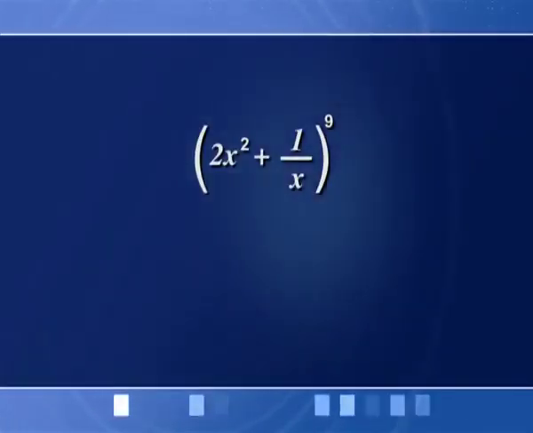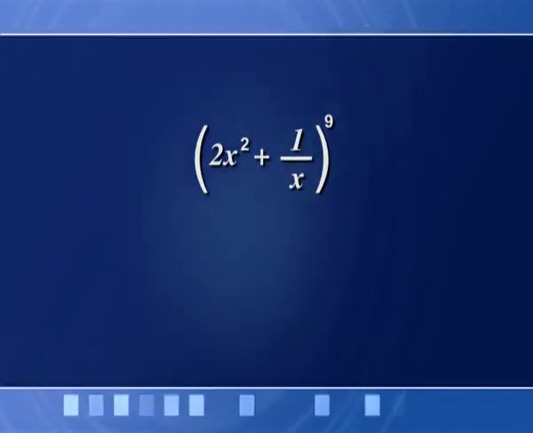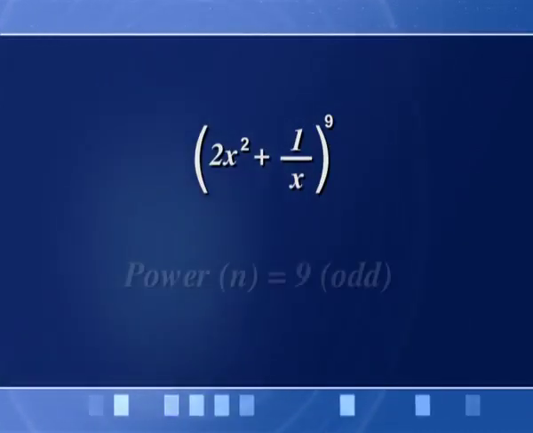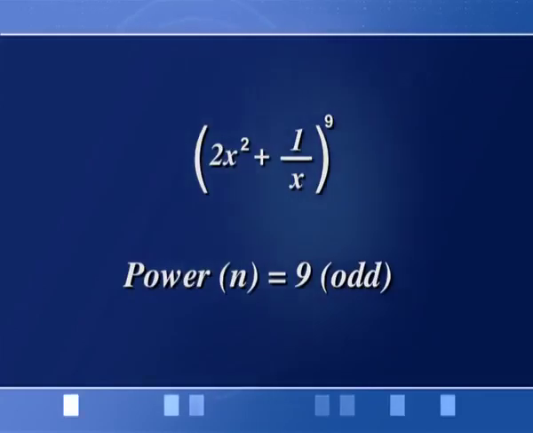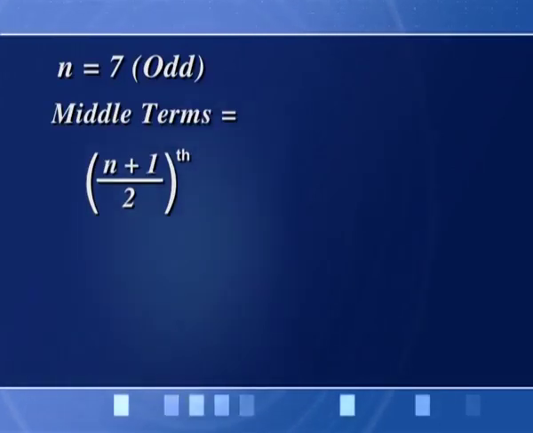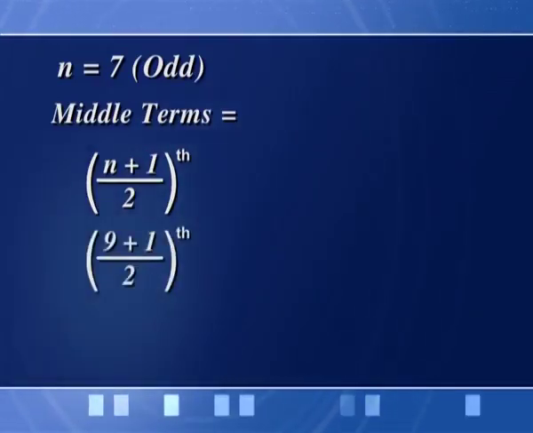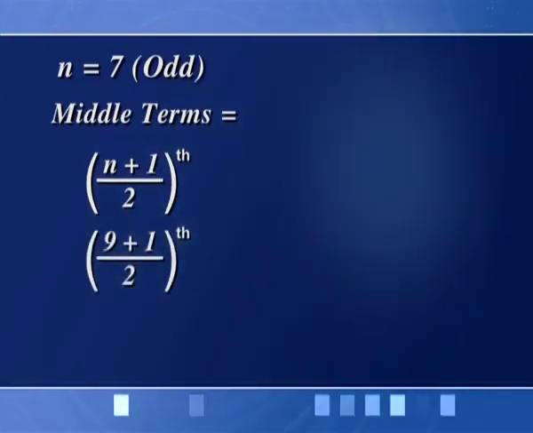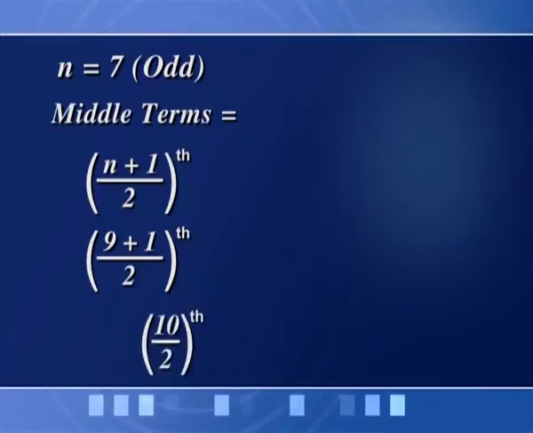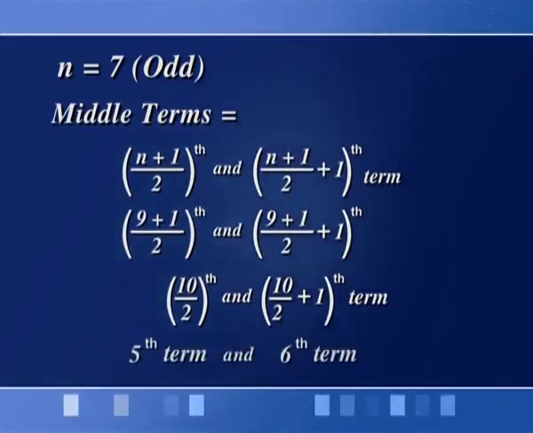So let's apply this formula for finding the middle terms in the expansion of (2x square plus 1 by x) whole raised to the power 9. Observe that the power given to us here is an odd number, which is 9. So we are going to have two middle terms. First middle term will be (n plus 1) by 2. So in place of n, let's put 9. 9 plus 1 by 2 will be equal to 10 by 2, which is equal to 5. So the fifth term will be one of the middle terms, and the second will be the sixth term.